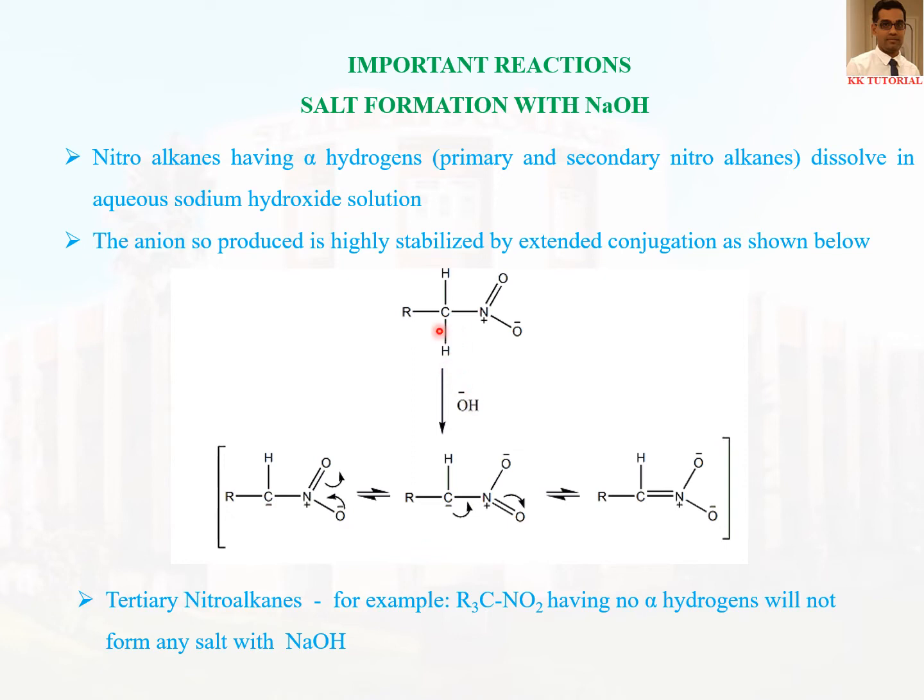So if we treat this nitroalkane with OH minus, it can easily give away this H plus ion to form this stable carbanion. That is why nitroalkanes having alpha hydrogens are acidic. That is why they can form salt with NaOH. But tertiary nitroalkanes having no alpha hydrogen atoms will not form any salt with NaOH because there is no H plus to be given away.